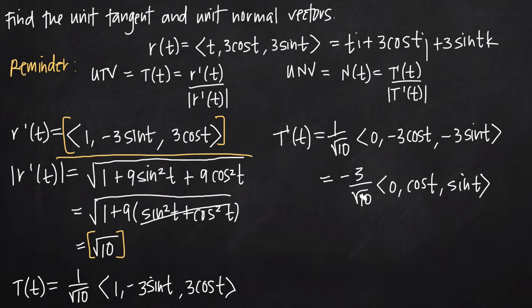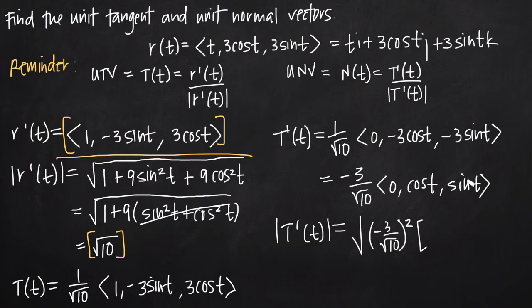Now we need to go ahead and find the magnitude. So we're going to say the magnitude of capital T prime of t is going to be equal to, again here we're going to do the square root. Now it's important that because this negative 3 over root 10 is multiplied by each of these components, we need to include it in our square root sign here. So we're going to square that as well because remember we're going to square each of these components and take the sum. So we'll say negative 3 over root 10 squared, and then we're going to multiply this by the sum of the squares of each of these.